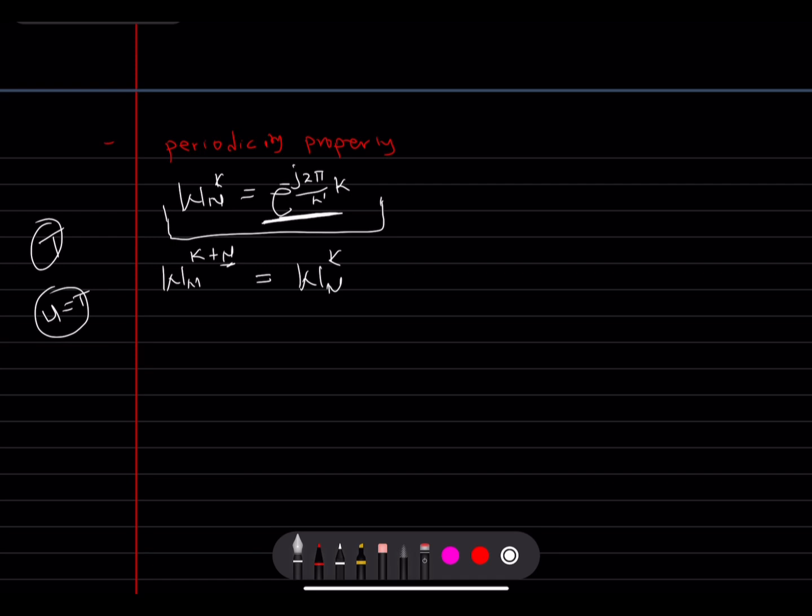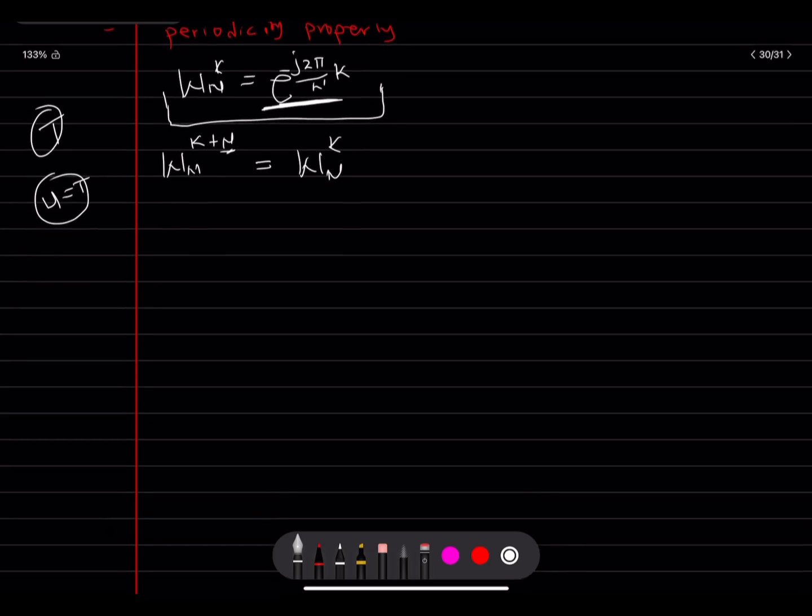Now let's look at the property. The property says that when you have the twiddle factor to the power n and you add the period to it, it's equal to the same twiddle factor. Let's try and prove how this came into existence.